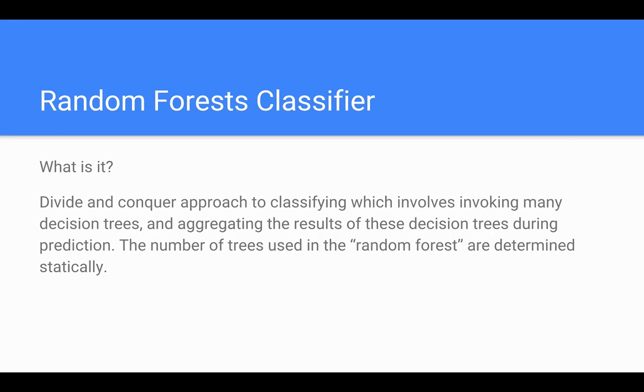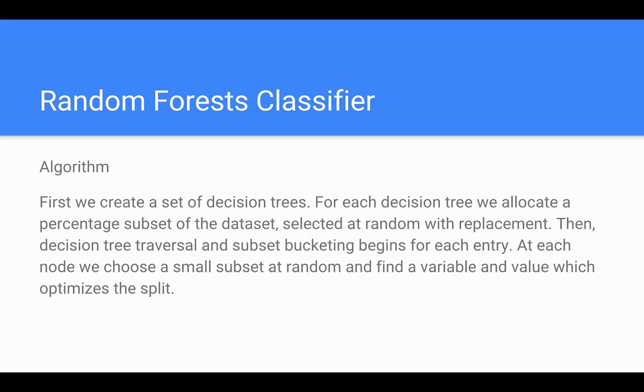So let's start with the random forest classifier. What is it? It's a divide and conquer approach to classifying, which involves many decision trees. The idea is you have many decision trees and you aggregate all these results at prediction time. The number of trees that you use in this random forest is determined by the user completely experimentally or statically, not dynamically.